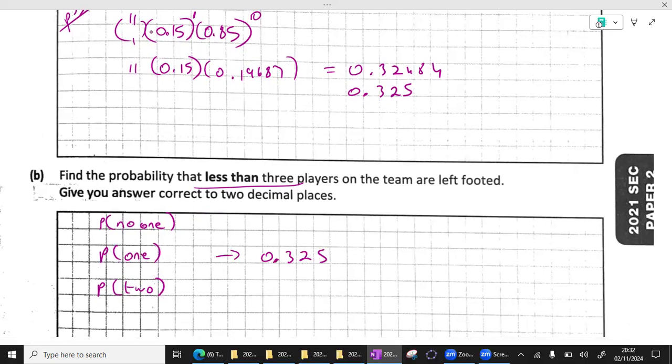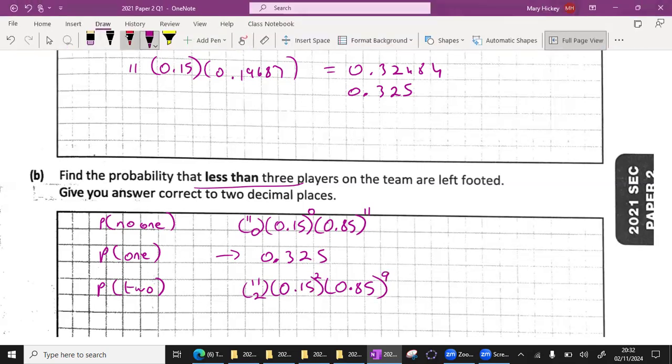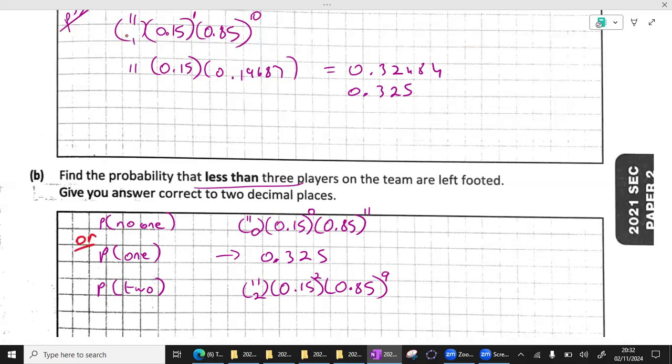So how do we do nobody? Well, what we're saying is it's 11 choose 0. The success, again, is choosing a left-footed person, and failure is choosing someone that's not left-footed. So that becomes 0, and that becomes 11. 2 people will be 11 choose 2. Success, again, is left-footed, failure is not getting a left-footed person. That's 2, and therefore that's 9, because 2 from 11 is 9. Now remember, each of these is an or, so there are different scenarios. You might have no one, or 1 person, or 2 people. So remember, we're eventually going to add our answers together.